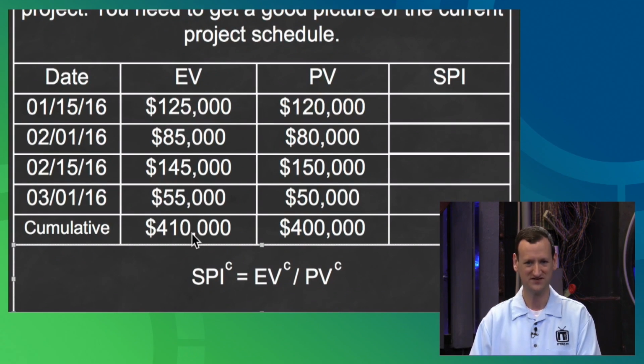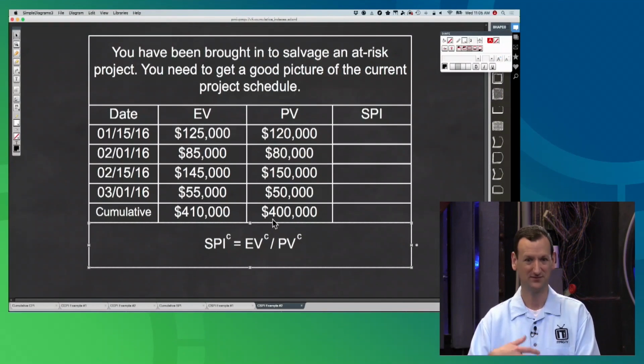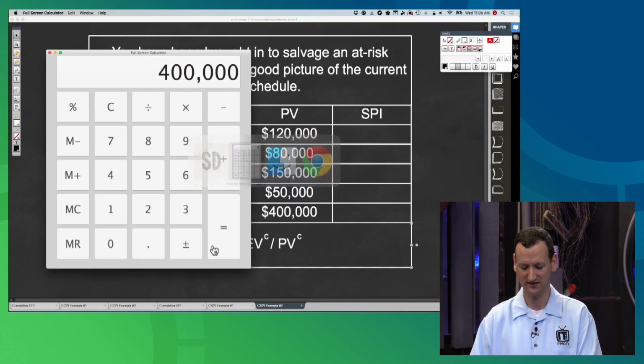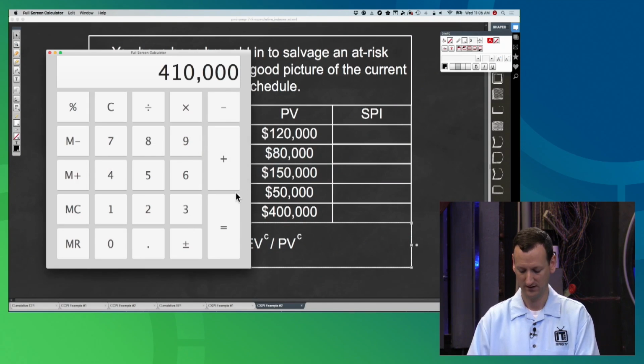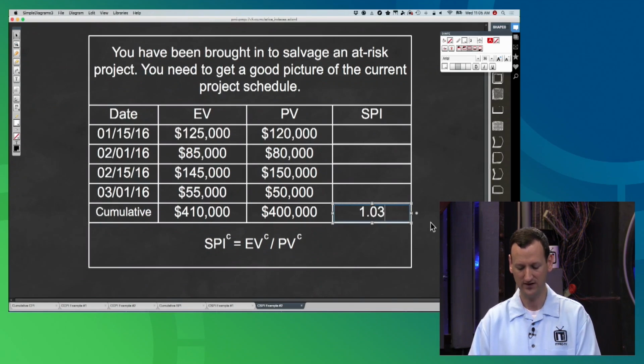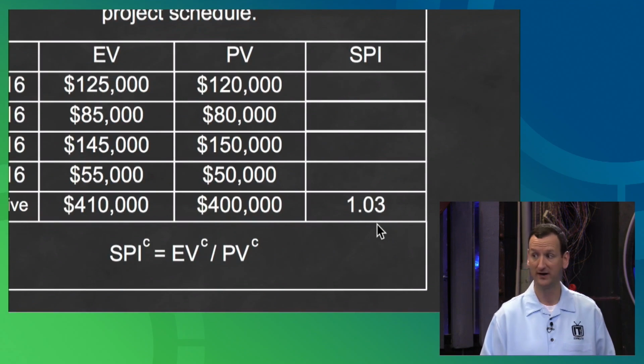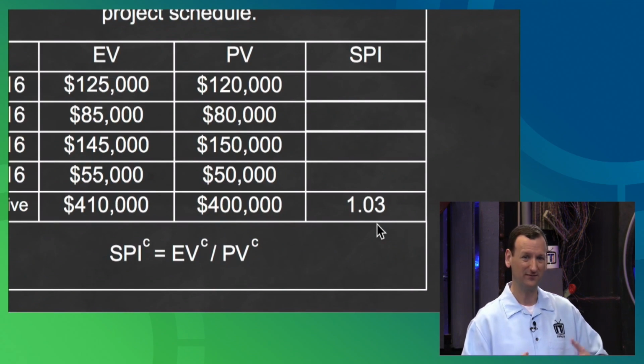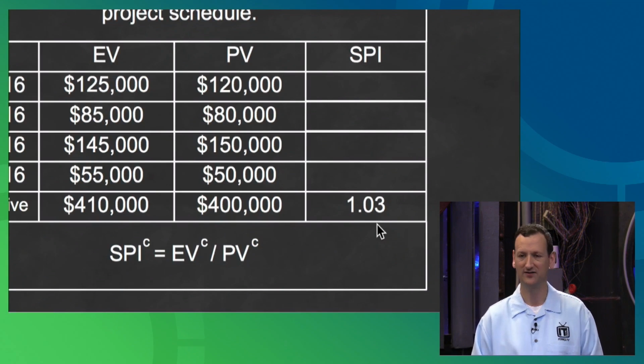And I've got an overage of 10,000 I can see already, which means I'm apparently ahead of schedule somehow, but over budget. So if I feed that into our formula to solve it, right, I can take my $410,000 and divide that by the $400,000 plan value, and I get 1.025, which I would round up to 1.03, and there's my cumulative SPI. I'm a little bit ahead of schedule, 3%, right? And that means I've also spent a little more money. I've earned that value from what my plan value was.